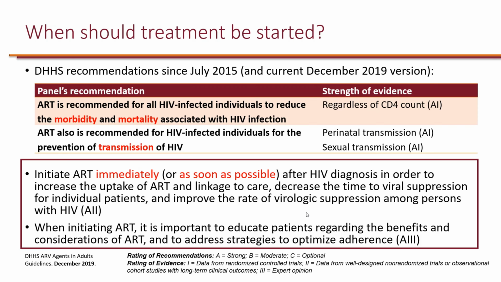Now, when it comes to ART, it is very important to educate patients about the benefits and considerations of ART and to address strategies to optimize adherence. We will talk about adherence shortly, but adherence is very important. If there is concern about patients being adherent to ART, then instead of starting ART immediately, it may be more reasonable to delay it a little bit, but do it as soon as possible, so as soon as the patient has access to care and is ready to adhere to ART.